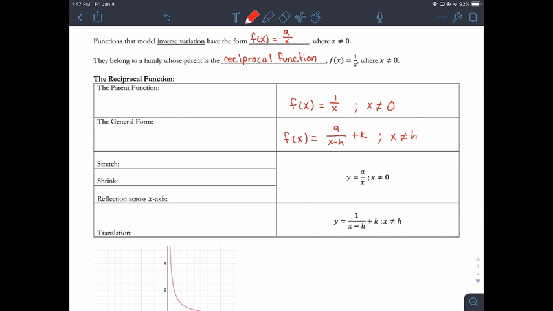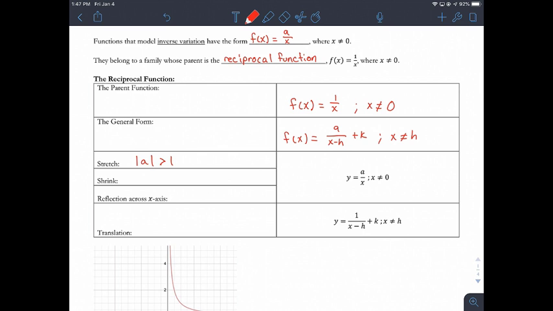So you see that y is equal to a over x. The only thing that we have here that's going to adjust how our graph looks is that a. So what happens whenever we're trying to stretch this thing? That's what happens whenever the absolute value of a, which means the positive version of a, is greater than 1. So if the absolute value of a is greater than 1, then our graph is actually going to stretch vertically.